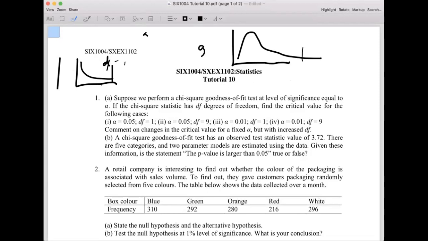Then part B, a chi-square goodness of fit test has an observed statistic of 3.72. 5 categories and 2 parameters are estimated, right? Then given this information, is the statement the p-value is larger than 5% true or false? So first thing we need to decide about the chi-square test is the degree of freedom, right? So for this case, what is the degree of freedom?